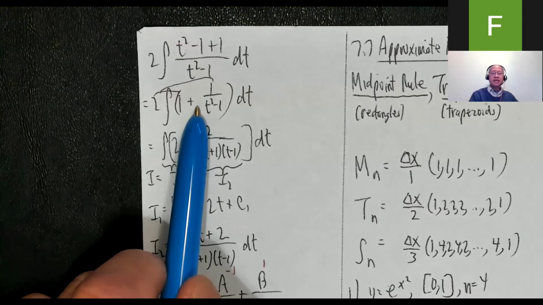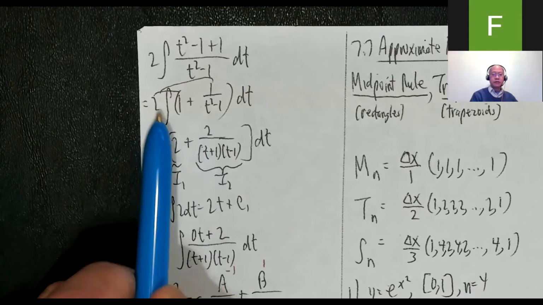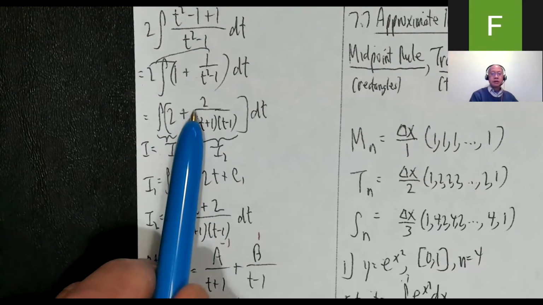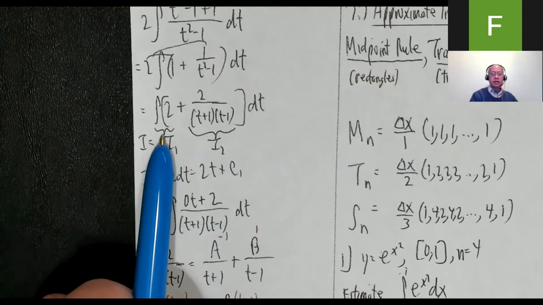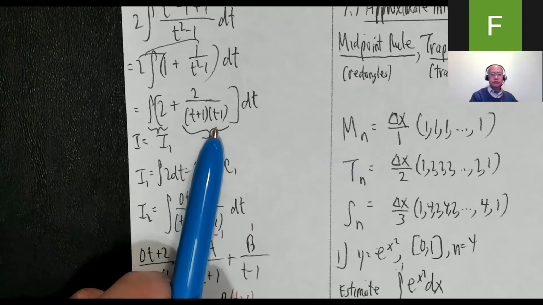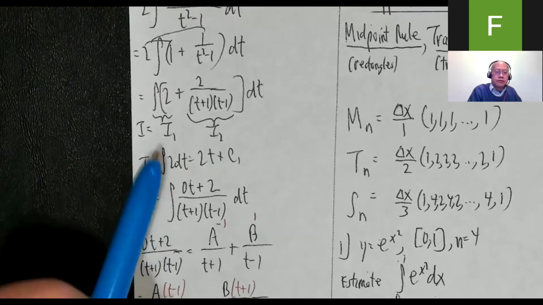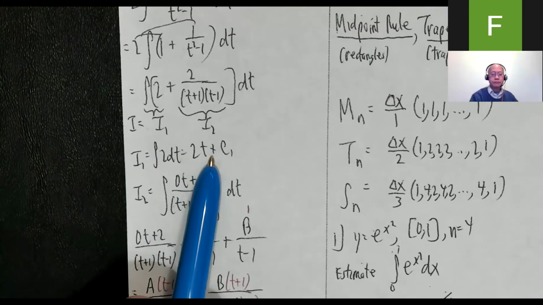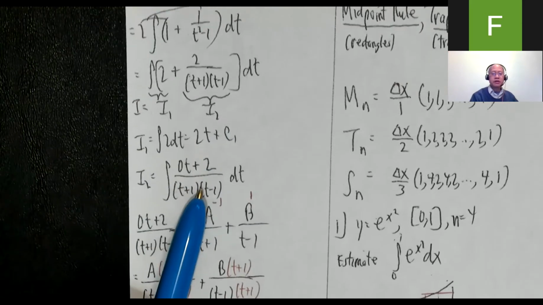In this instance, it's actually easier to bring the 2 back in, so I don't have to fool with it. So distribute the 2 back in. 2 plus 2 over t squared minus 1, which factors into t plus 1, t minus 1. So I'm going to call this I1. I'm going to call this I2. I1 is easy. It's the integral of 2, so it's 2t plus c1. I2 is 2 over t plus 1, t minus 1.